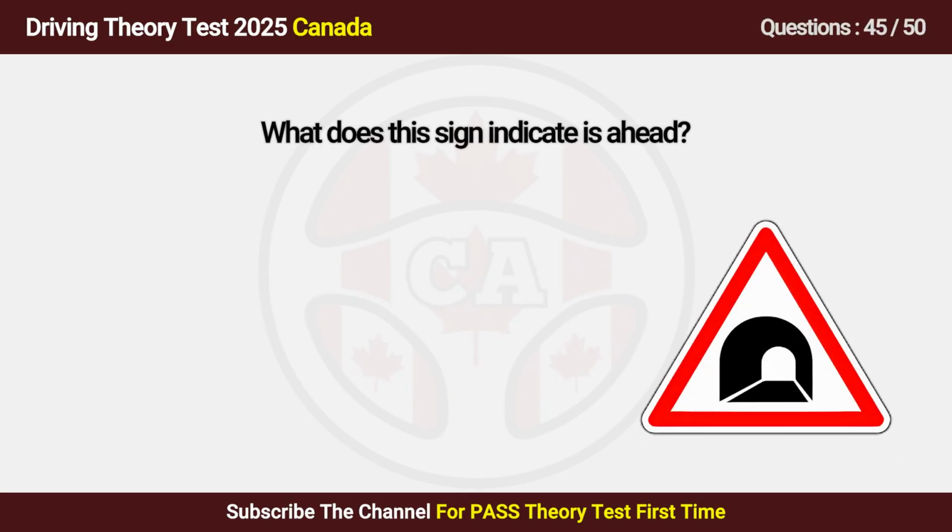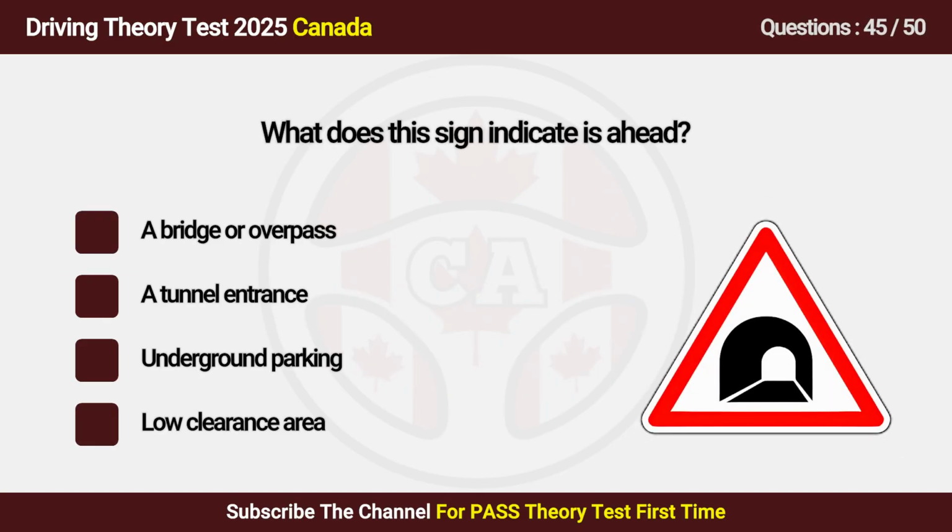Question 45. What does this sign indicate is ahead? A. A bridge or overpass. B. A tunnel entrance. C. Underground parking. D. Low clearance area.